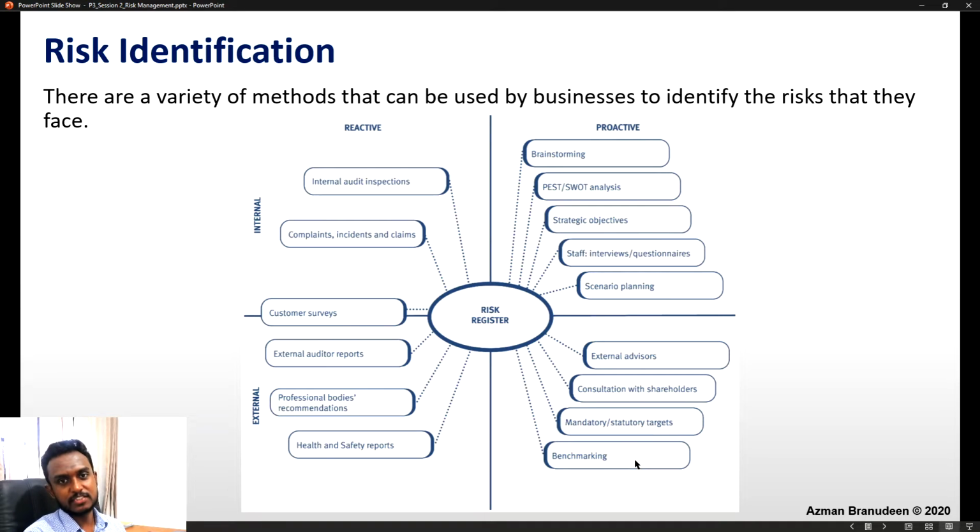There are indeed internal benchmarking methods, but there are also process benchmarking and industry benchmarking. There are external methods of benchmarking that you can deploy. On the reactive side, external methods include health and safety reports, recommendations of professional bodies, external auditor reports, and customer surveys. Whereas for internal methods, you can use internal audit inspections, complaints, incidents and claims, etc.